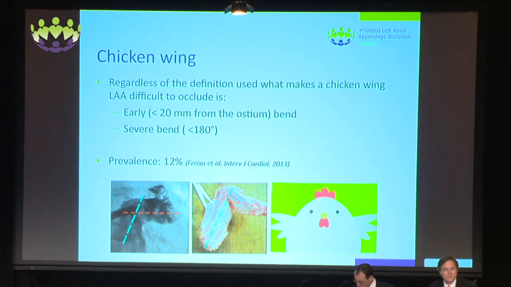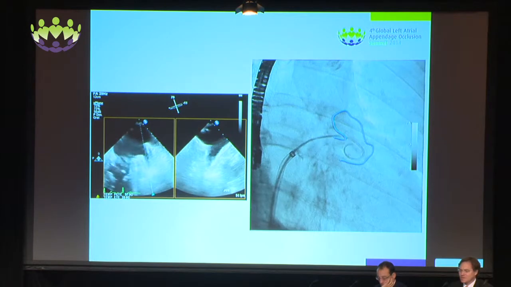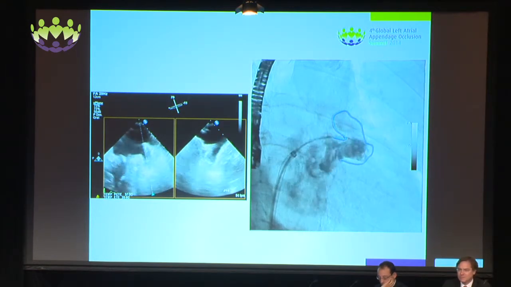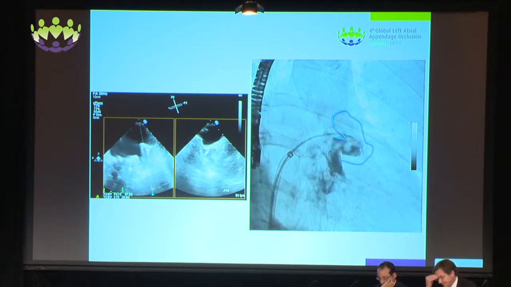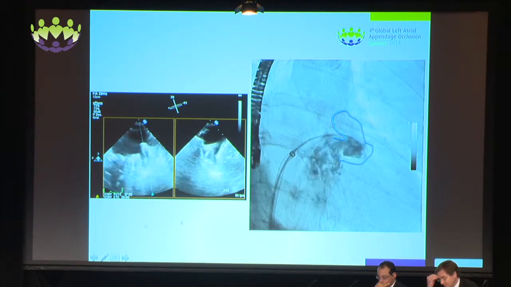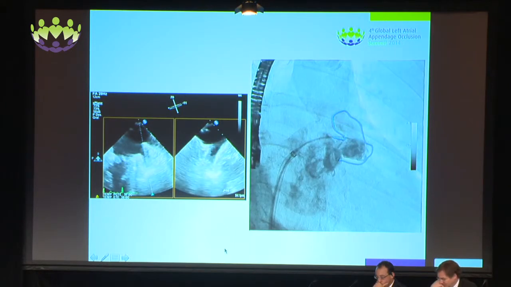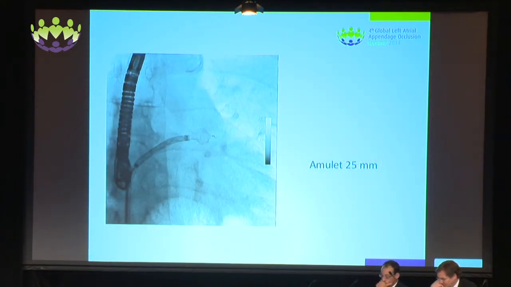Regardless of the definition used, what makes a chicken wing difficult to occlude is an early and severe bend, and the prevalence of what we can call difficult chicken wing is around 12% according to Dr. Fraser's study. Because most of the time, in a chicken wing LAA, the bend is not severe and is located distally. This allows the device to be deployed in the landing zone as usual. This is an example of a case where the bend is not severe and is located distally. In this case, we use an Amulet device, a 25mm device.